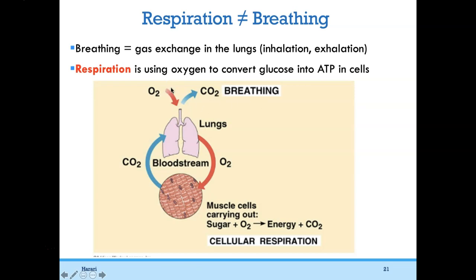Respiration is using oxygen to convert glucose into ATP. So respiration occurs in cells. And of course, all cells require energy. So respiration is occurring in almost all of your cells. But some cells that require a lot of energy do respiration more and have a lot more mitochondria. So muscle cells, for example, have a lot more mitochondria than a skin cell would.